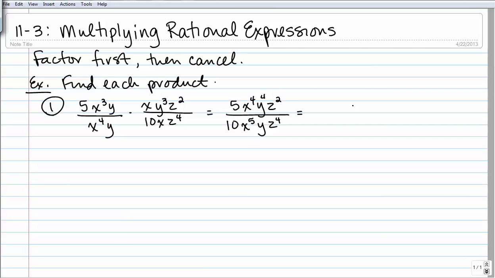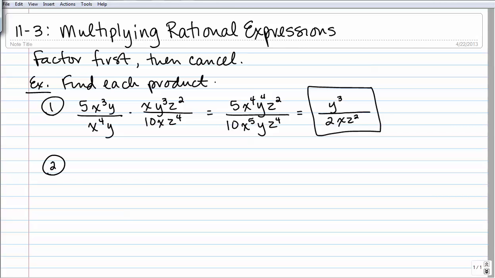And now we can do some canceling. I'm going to look at the numbers, the x's, the y's, and the z's separately. So 5 over 10 leaves me with a 2 on the bottom. X to the fourth over x to the fifth leaves me with 1x on the bottom. Y to the fourth over y leaves me with a y cubed on top. And z squared over z to the fourth leaves me with a z squared on the bottom. So there's my final answer.